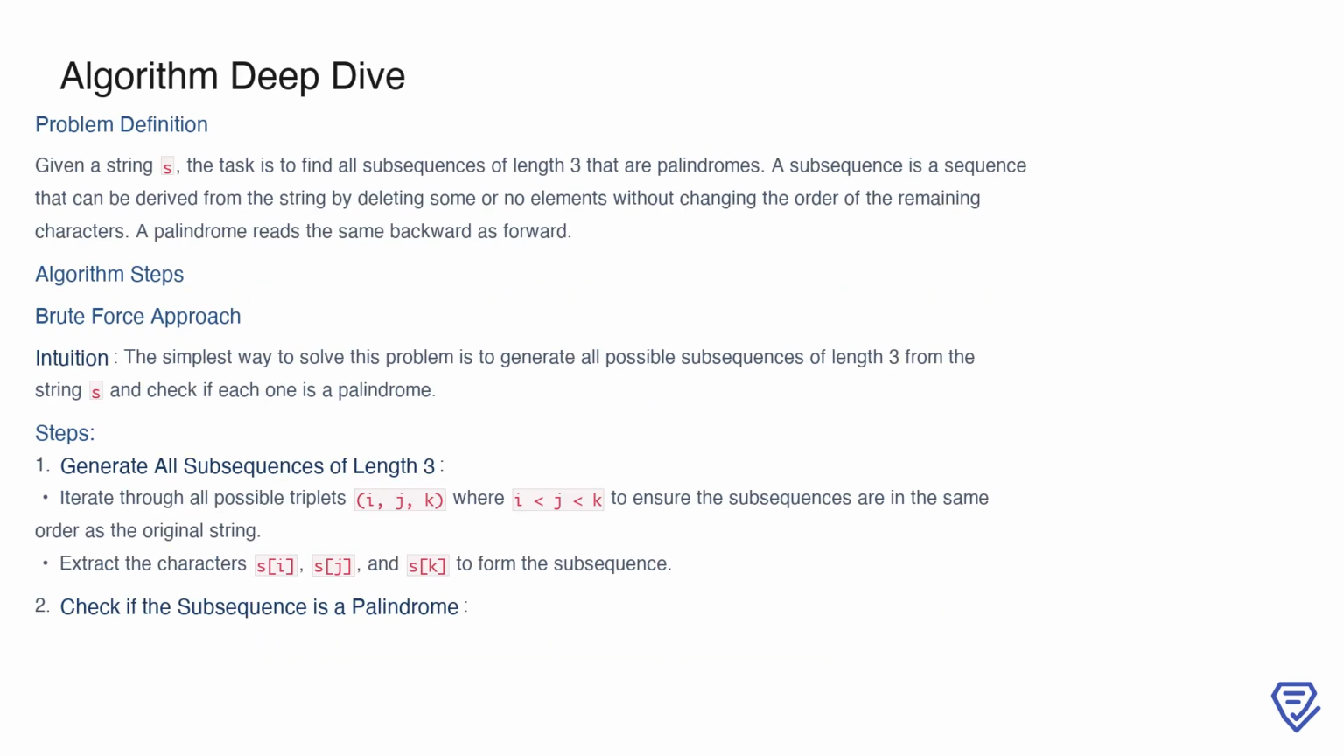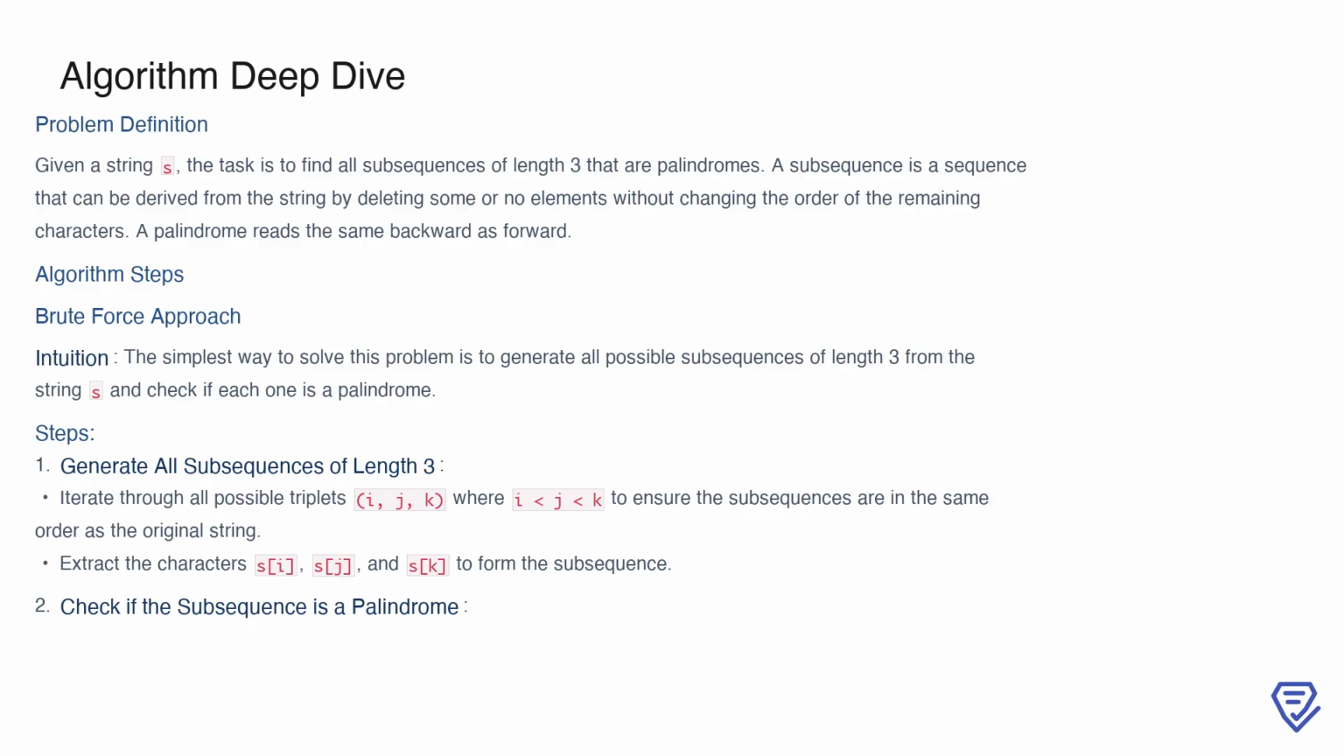In this problem, we are tasked with finding all unique palindromic subsequences of length 3 in a given string S. A subsequence is a sequence derived by deleting 0 or more characters from the string without rearranging the order of the remaining characters. For example, in the string ABC, both AC and ABC are valid subsequences. A palindrome, on the other hand, is a sequence that reads the same forward and backward, such as ABA.